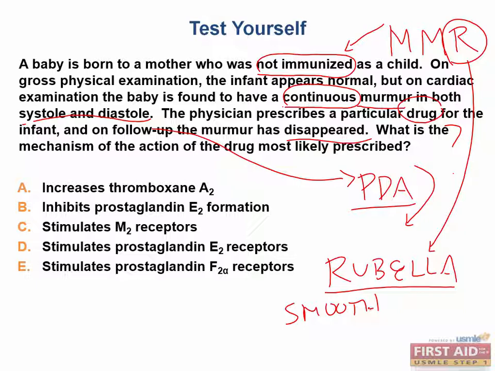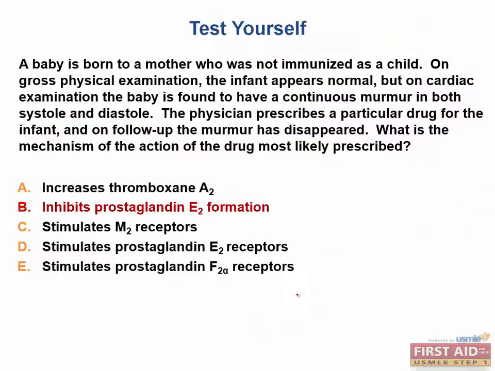Now, the doctor gave a certain drug for the infant, and magically the murmur disappears. Now, what drug closed that ductus? It's indomethacin, right? But we're not done. That's not the answer. The answer is, what is the mechanism of action of the drug? That is B. Indomethacin is an NSAID. It inhibits an enzyme that is very key in the generation of prostaglandins. What enzyme are we talking about?